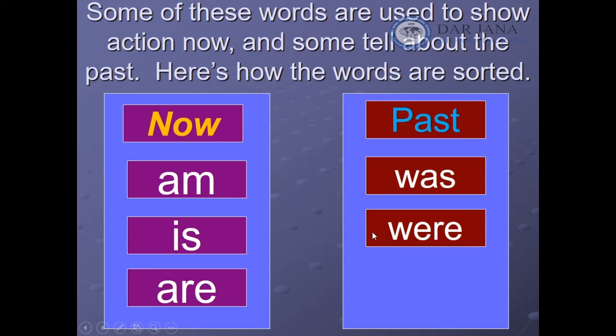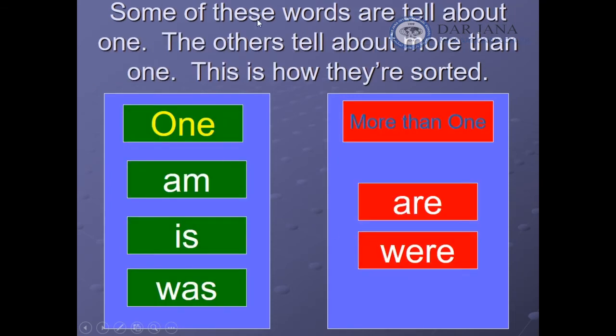Let's continue. Some of these words tell about one, the others tell about more than one. This is how they are sorted. The ones that talk about one are am, is, was. So when we are just talking about one person or one thing, we use am, is, and was. When we're talking about more than one, we use are and were.